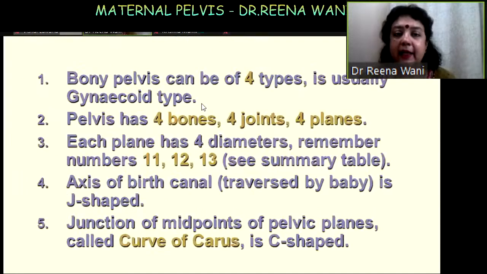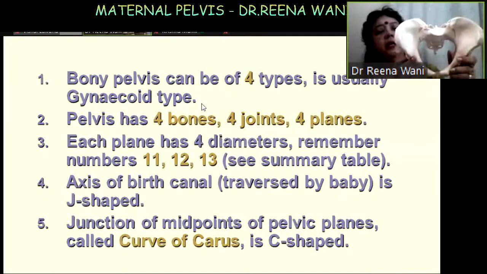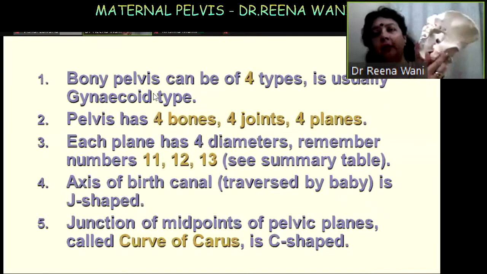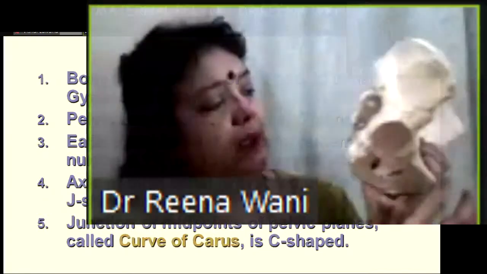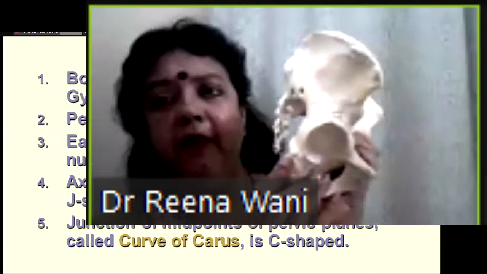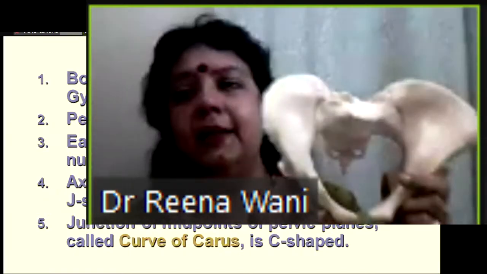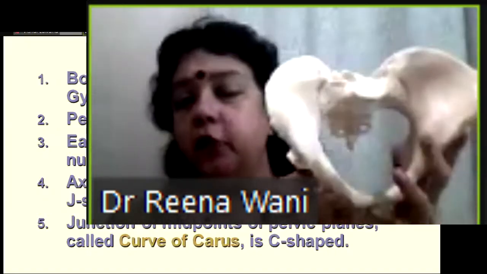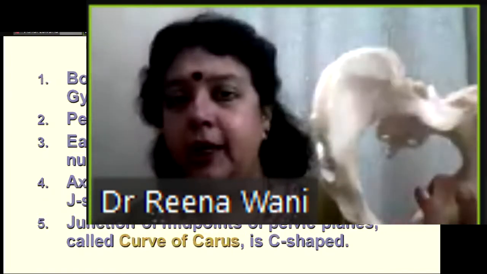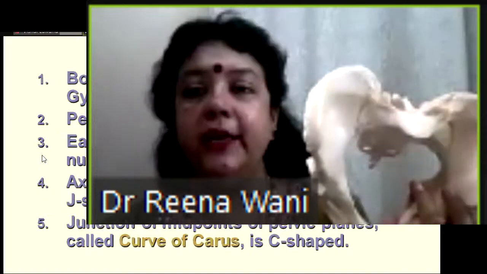As I was telling you the 4 numbers, let me again show you the bony pelvis. When you're holding the pelvis, you have to hold it in the normal anatomical position, which I'm sure your anatomy teachers have told you, where the anterior superior iliac spine and the pubic symphysis, if you put it against a wall, would be in a straight line, or it is tilted 60 degrees to the horizontal. In the viva, you should hold it in the anatomical position and describe it as having 4 types, 4 bones, 4 joints, and 4 planes.